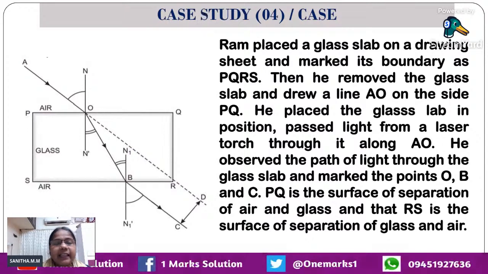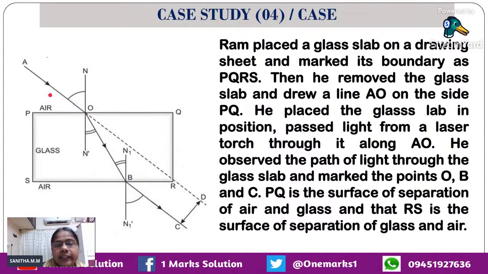And you can see a glass slab is there. That is PQRS, a glass slab, and a light is incident. And after that, a refraction will take place. Again, it is emerging from this glass slab. That also you can see it, I think. So AO, it will be the incident ray, and OB is the refracted ray inside the glass slab. And from B to C, it is the emergent ray.